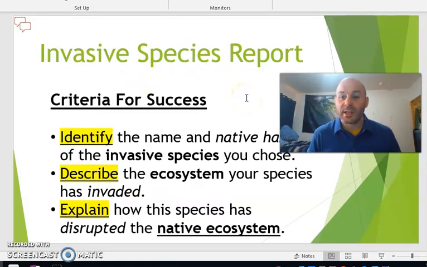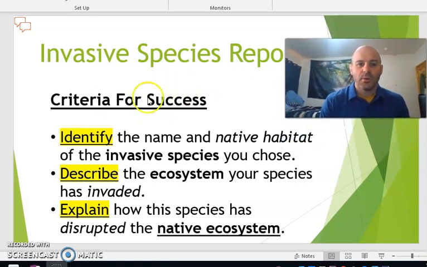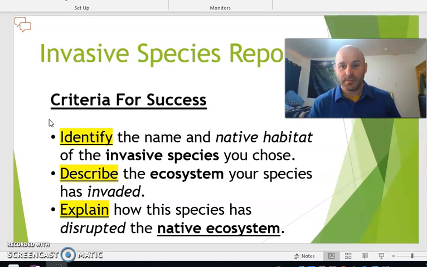Before I give you an example of what you are going to do with one of the invasive species you choose, let's read together the criteria for success. So I'll read each one. The criteria for success for the invasive species report. Number 1, identify the name and the native habitat of the invasive species that you choose. 2, describe the ecosystem your species has invaded. And 3, explain how this species has disrupted the native ecosystem. So let's look at an example together.